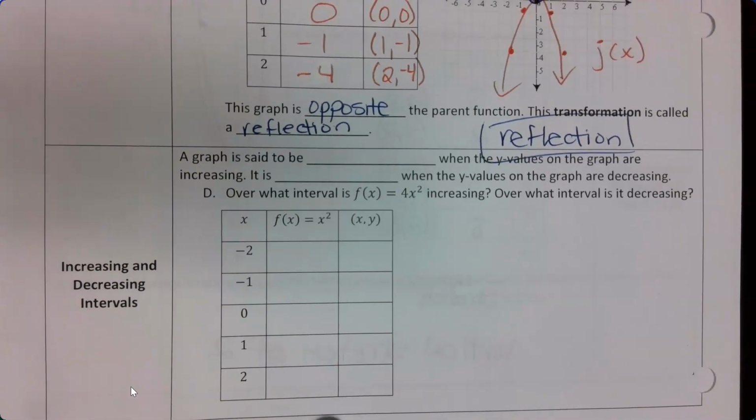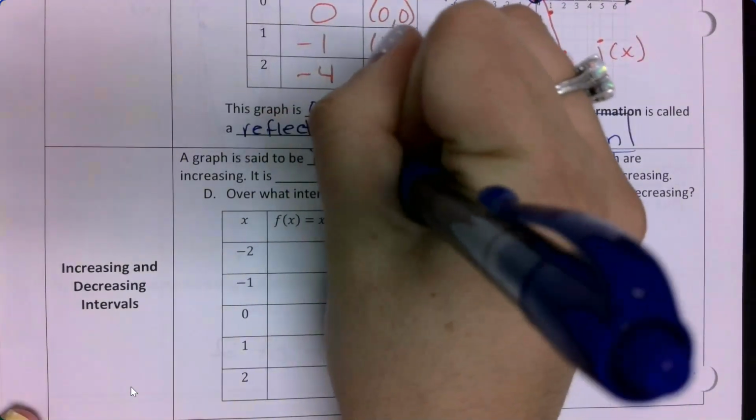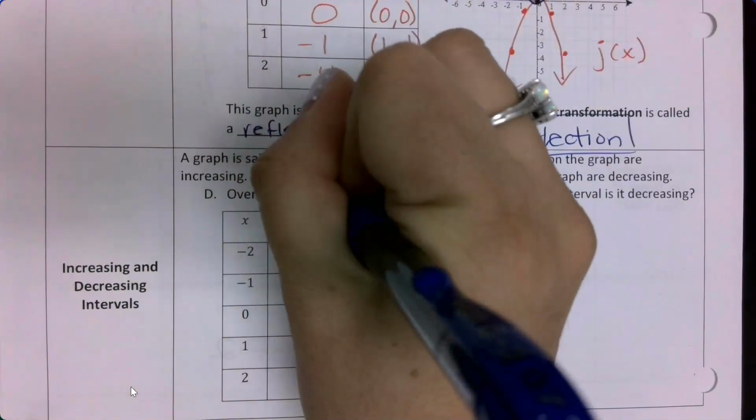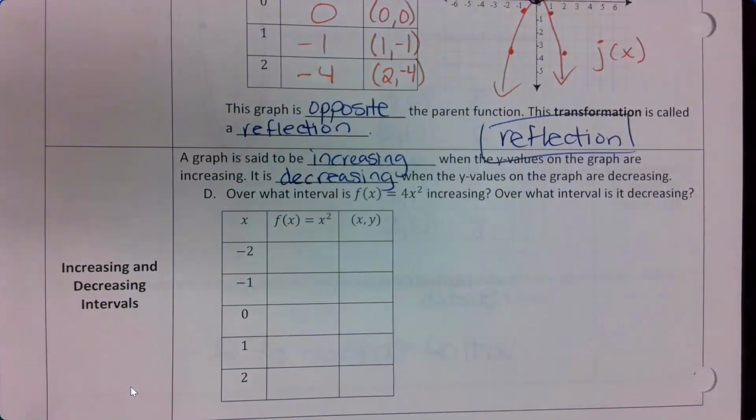This last one we're not graphing. We're talking about increasing and decreasing intervals. So it's just something a little different. So a graph is said to be increasing when the y values on the graph are increasing, and it's decreasing when my y values are decreasing. So we'll take a look at a table of values to see what I mean by that.